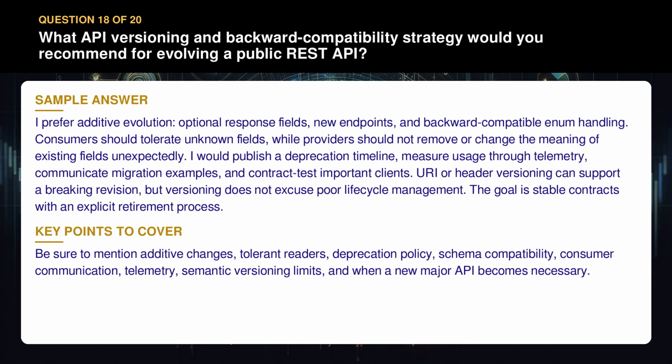Be sure to mention additive changes, tolerant readers, deprecation policy, schema compatibility, consumer communication, telemetry, semantic versioning limits, and when a new major API becomes necessary.